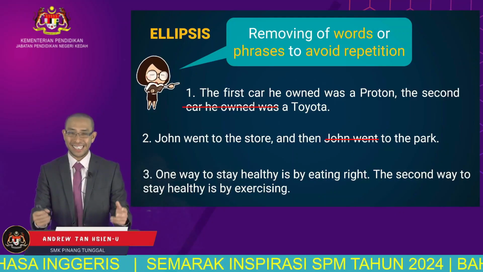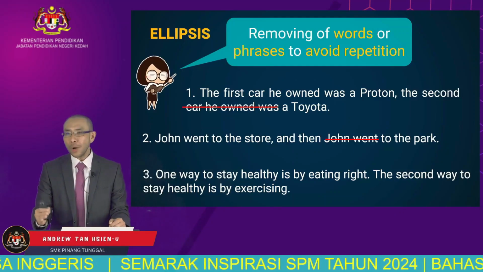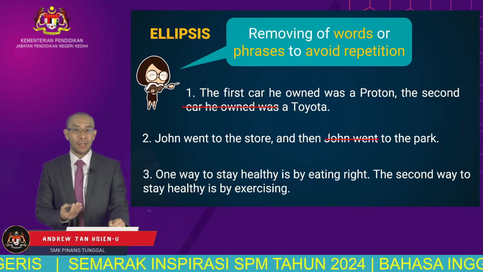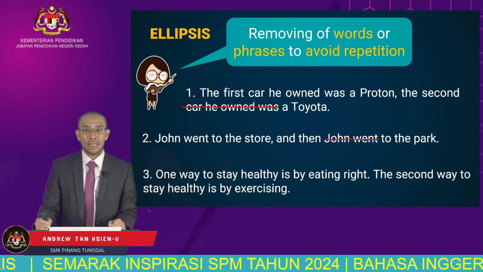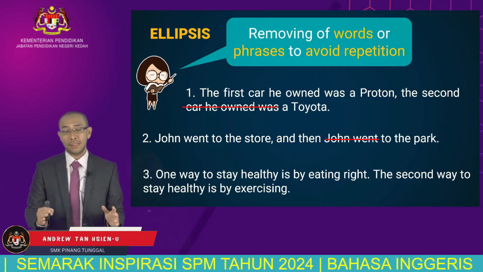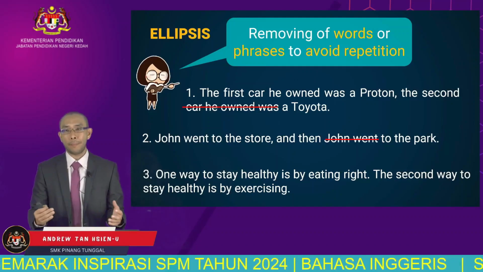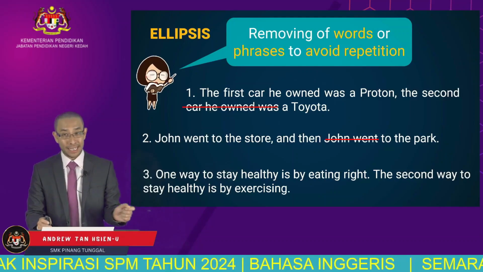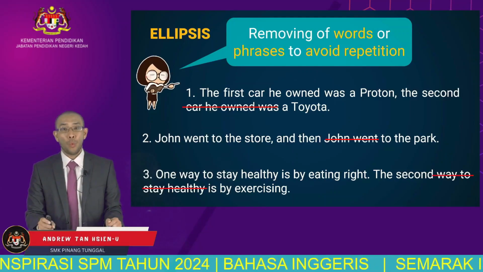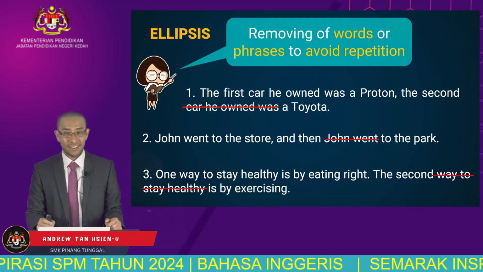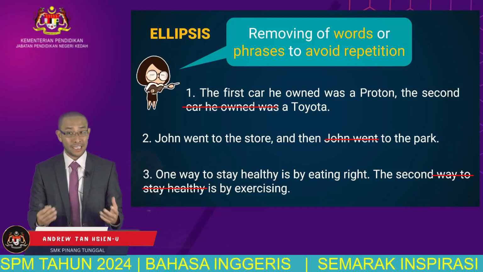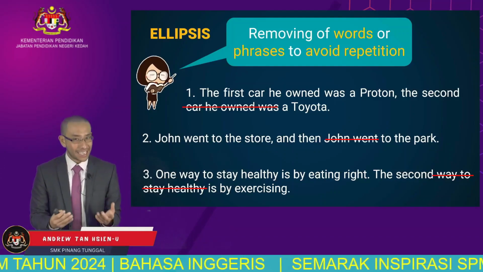All right, let's discuss the answer. One way to stay healthy is by eating right. The second way to stay healthy is by exercising. These are two sentences that sound very repetitive. So what is the repetitive phrase that I can eliminate here? Way to stay healthy. All right, so your new sentence would sound like this. One way to stay healthy is by eating right. The second is by exercising.